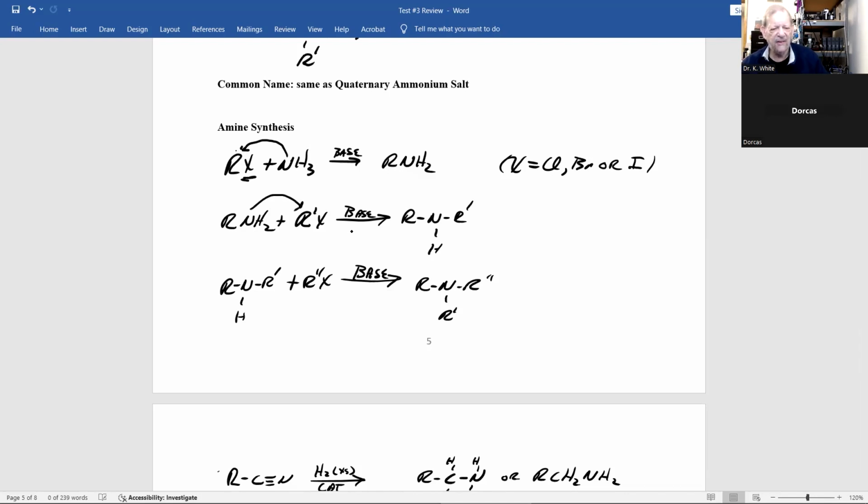Same thing here. And you get a secondary amine. If you take a secondary amine and react it with the alkyl halide, you'll get a tertiary amine. I'll never ask on a test what's a primary, secondary, tertiary, but we're talking about the R groups.